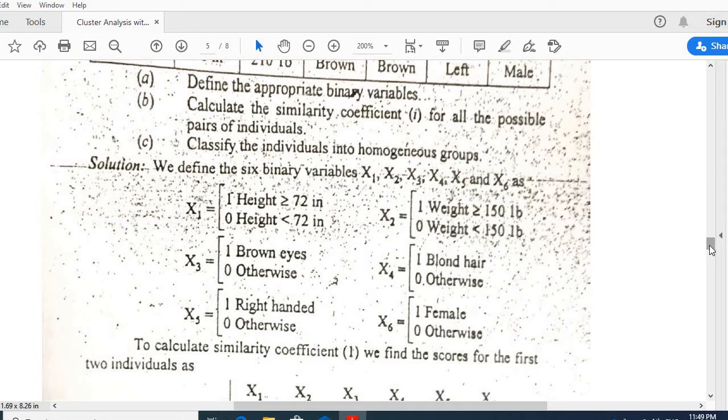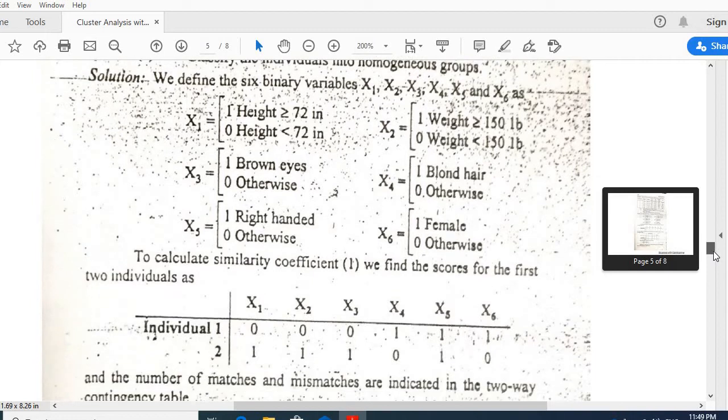To calculate the similarity coefficients, one could find the scores for the first two individuals. I have taken the first and second individuals.